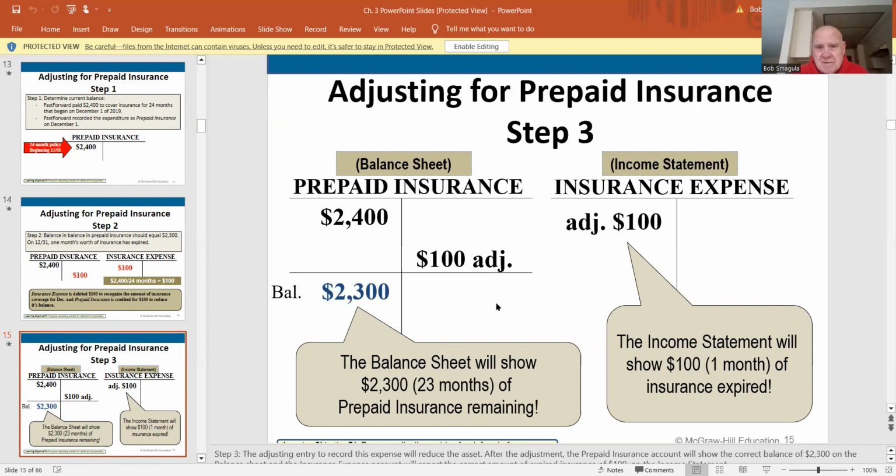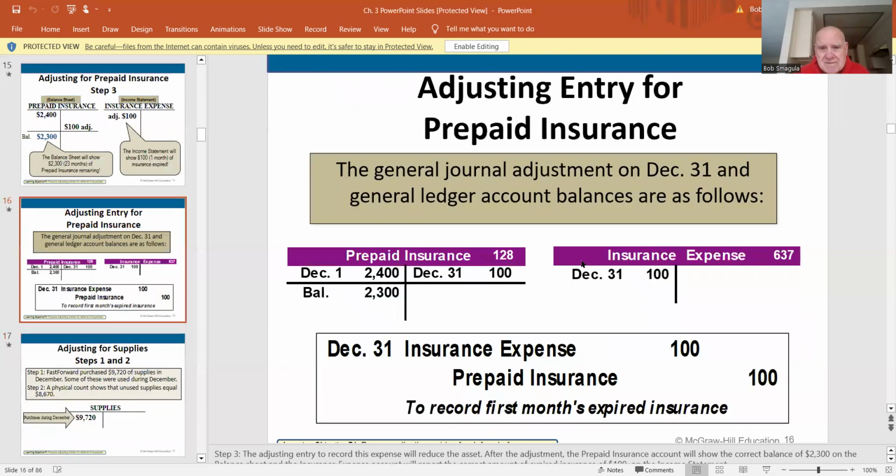And they're just showing you again, adjusting for prepaid insurance. You debit insurance expense. The income statement will show $100 of insurance expense, and the balance sheet will show that balance of $2,300. There's your journal entry. Debit insurance expense, credit prepaid insurance. You have the same thing going on with supplies. You can have it in other areas too, like prepaid taxes, prepaid rent, but we're mostly going to talk about prepaid insurance and prepaid supplies, okay?